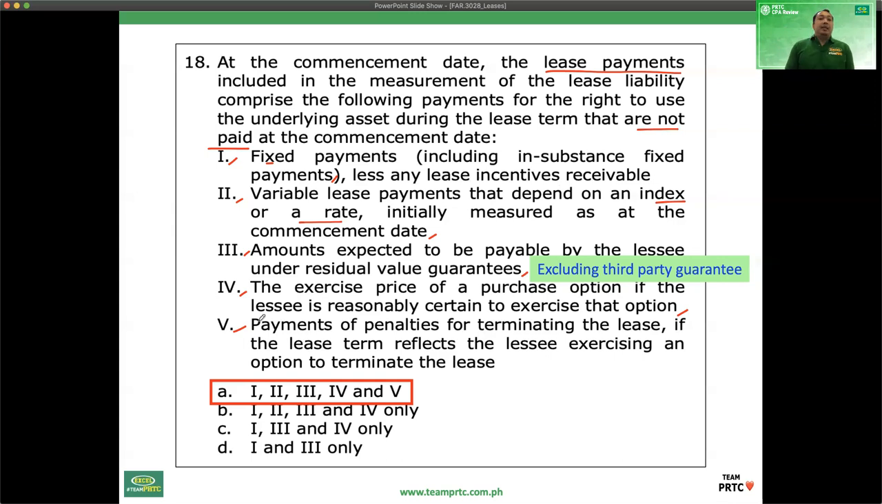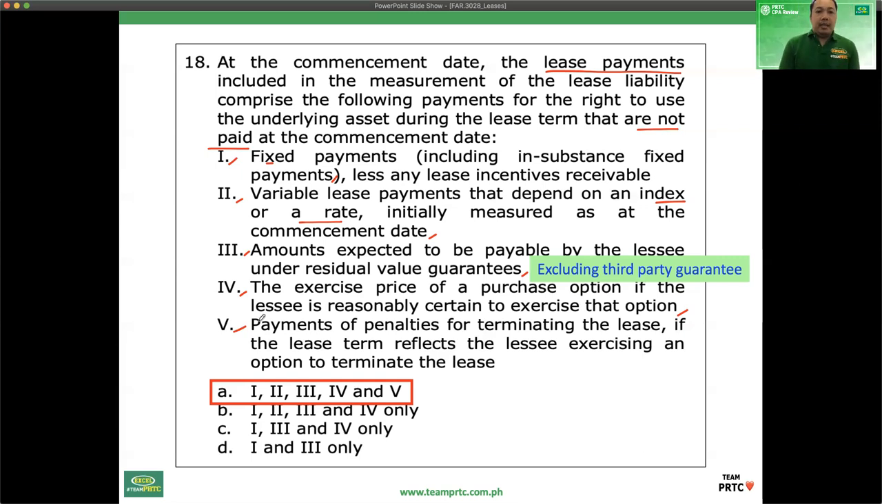Okay, so 18, letter A. Di ba minsan may termination option, at pag terminate may penalties. So isasama yon kapag reasonably certain na na-exercise yung termination option.